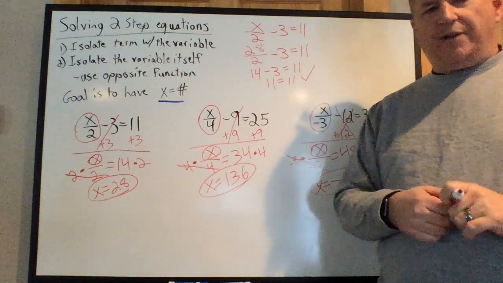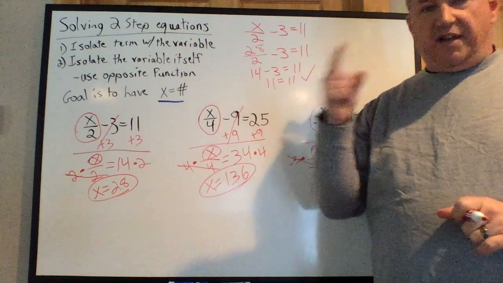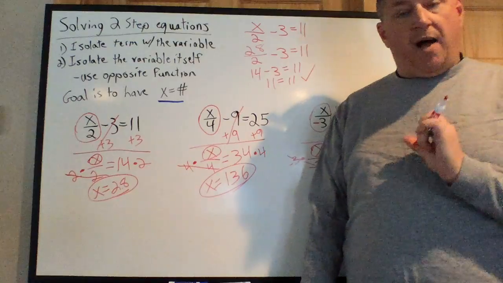Okay? Isolate the term with your variable. Isolate the variable itself. That's step 1 and step 2. You do so by opposite function, same number.